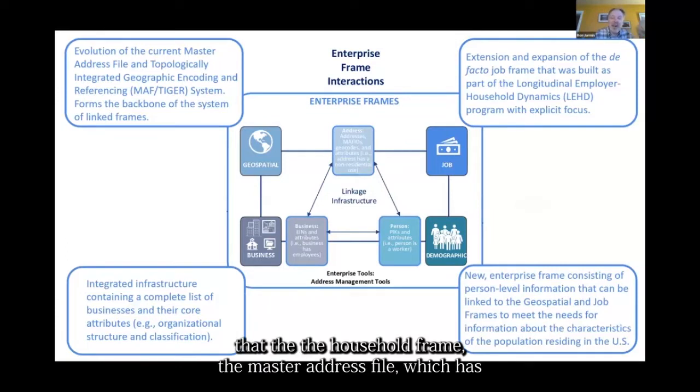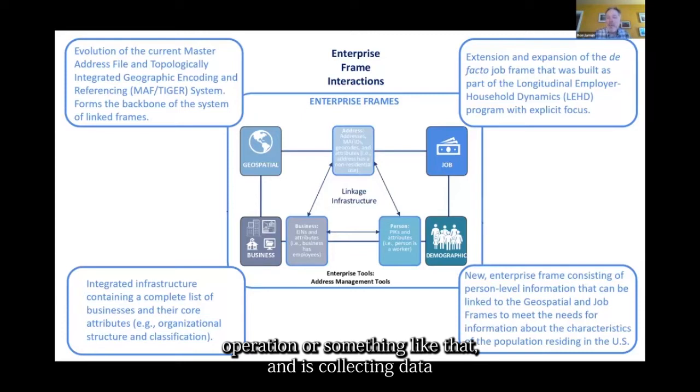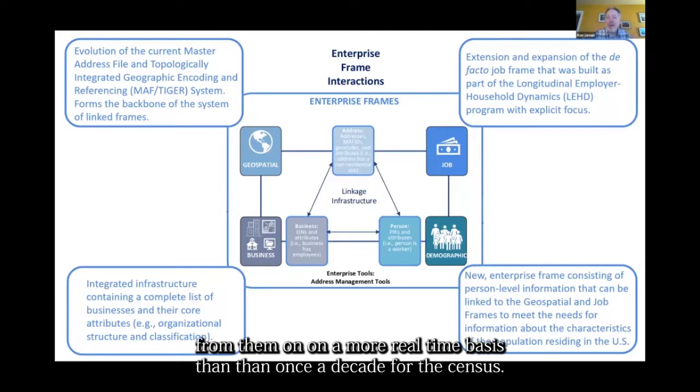The household frame, the master address file, has addresses for group quarters like jails and college dormitories and old folks' homes, but it has those as housing units. That connects back to the business register that often has those same addresses as a business or a government operation or something like that, and is collecting data from them on a more real-time basis than once a decade for the census.